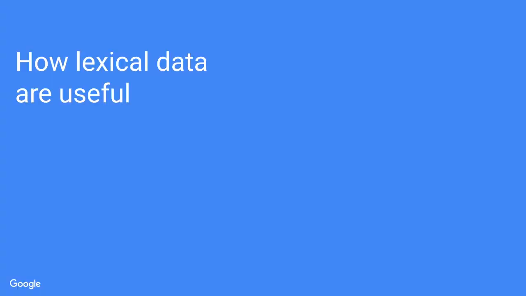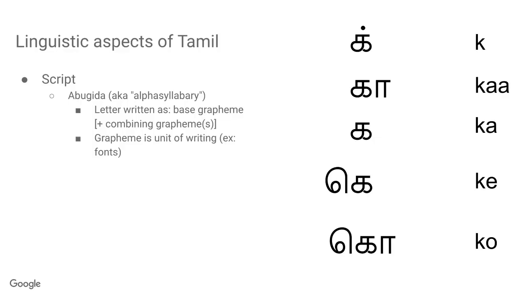How lexical data are useful. The first linguistic aspect of Tamil to discuss is its script. Tamil has its own script, and you can see some examples of letters to the right. There are ik, ka, ka, ke, and ko.